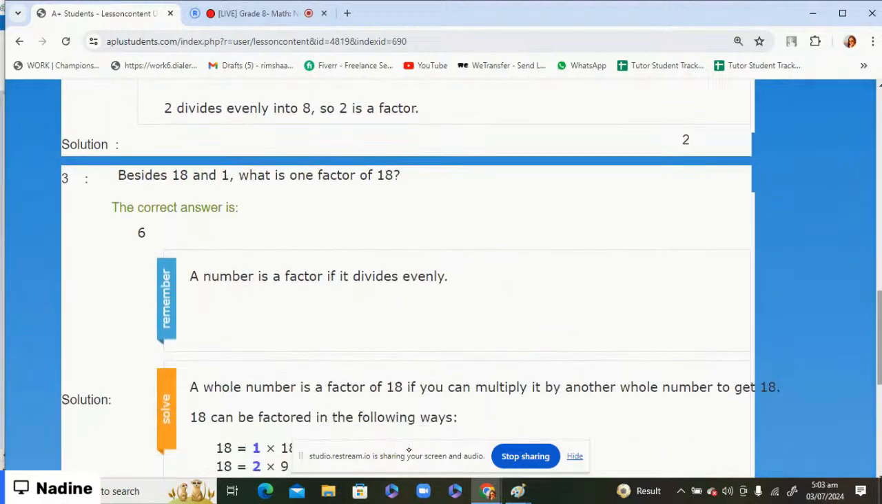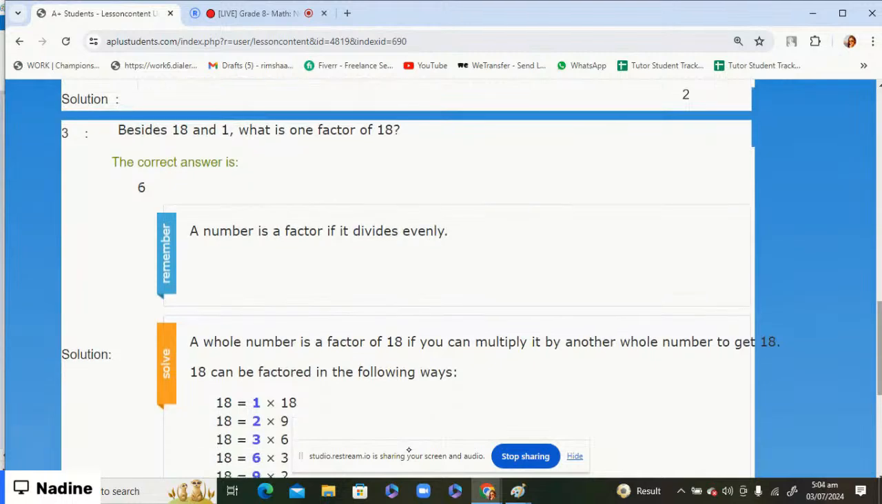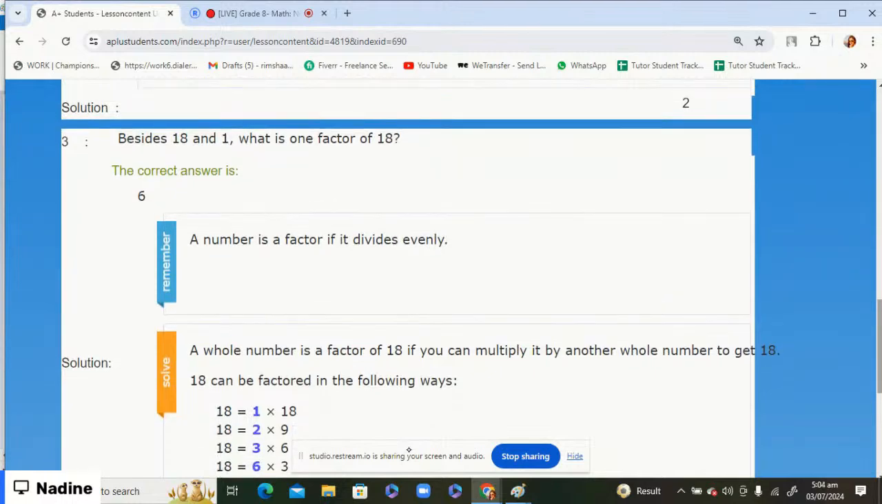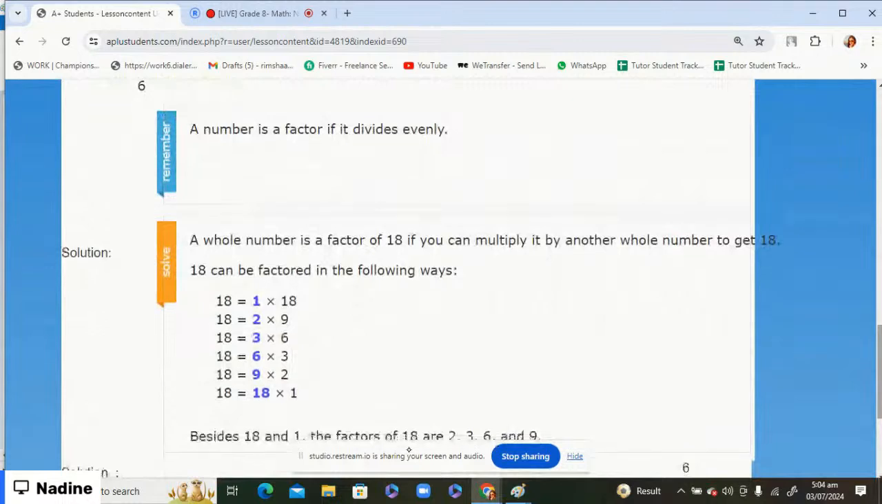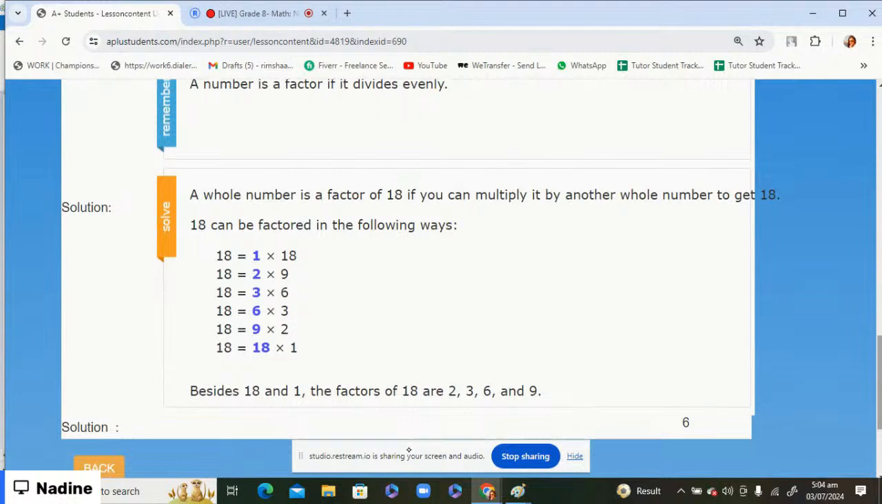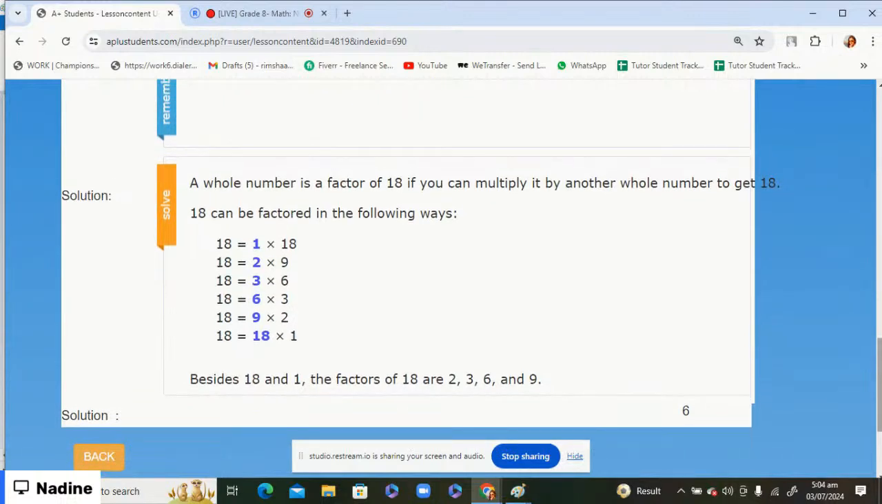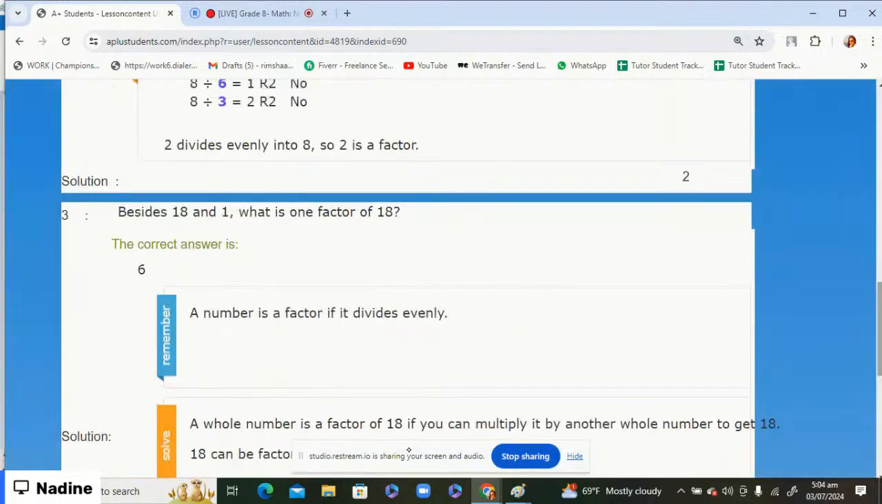Besides 18 and 1, what is one factor of 18? There are two factors given. So what is one factor of 18? As we know, 3 times 6 is 18, 6 times 3 is 18, 9 times 2 is 18, and 2 times 9 is 18. So we can say that besides 1 and 18, these are all the other factors of 18.